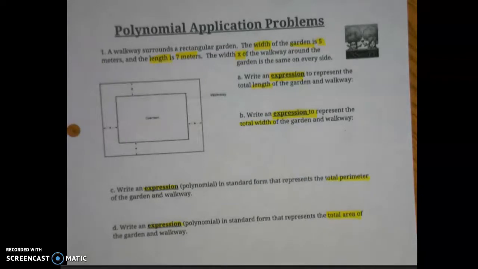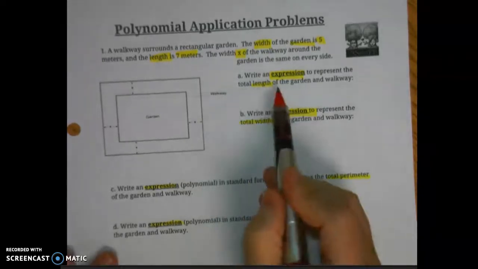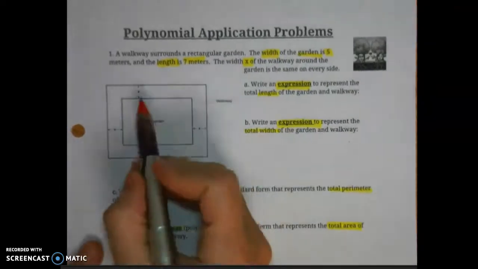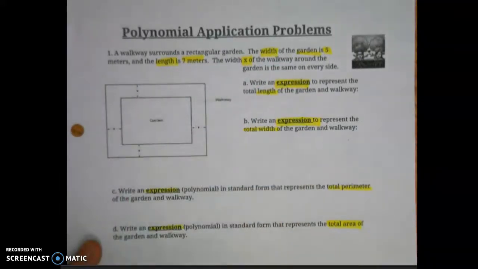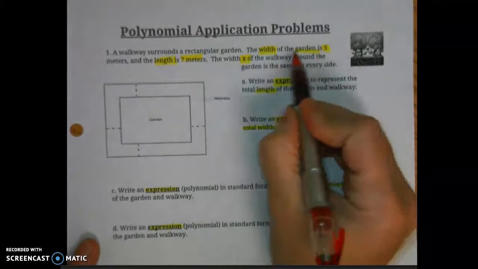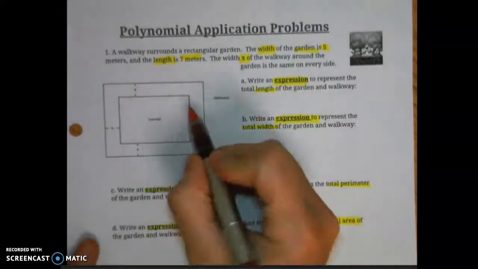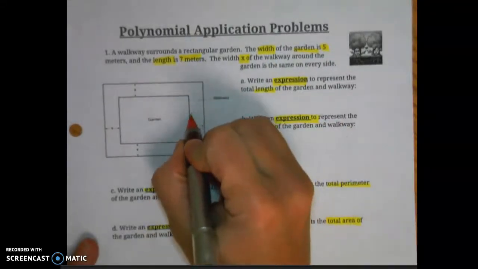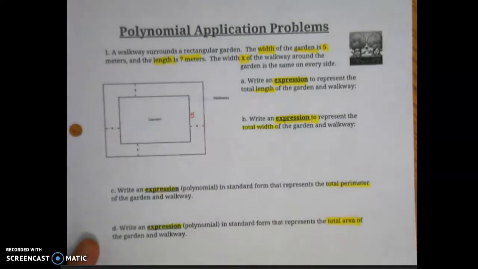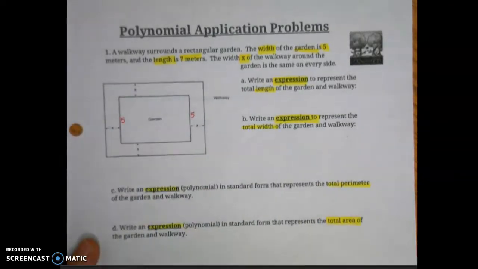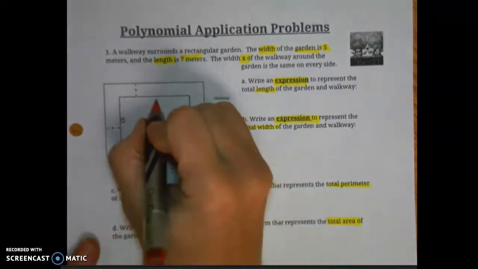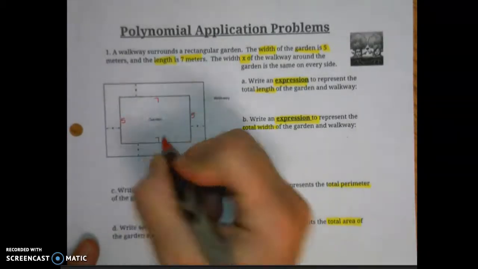So again, the first thing we want to do is write an expression for the total length. They don't give us the total length, but they do give us the length and the width of the inner rectangle. So let's go ahead and label everything we know. We know the width of the garden, so that's this inner rectangle, is 5 meters. So let's label that. That's on both sides, right? This is 5 and this is 5. We know the length is 7. So this is 7 and this is 7.